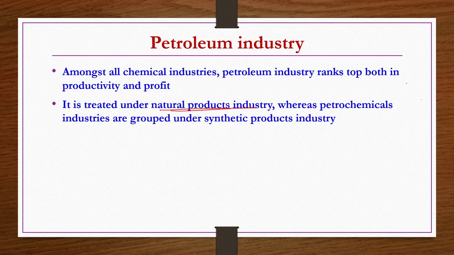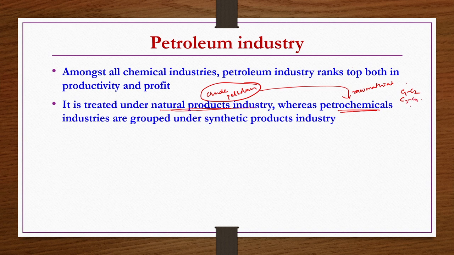As I mentioned, the crude production, the petroleum crude production part, comes under the natural products industry, because the petroleum crude is formed naturally under the anaerobic conditions that we are going to discuss anyway. Whereas for petrochemicals, you use this petroleum crude as a raw material and produce different chemicals: C1 to C2 chemicals, C3 to C4 chemicals, or more than C5 chemicals, aromatics. Actually, n number of chemicals you can produce, but we are going to discuss a few of them.